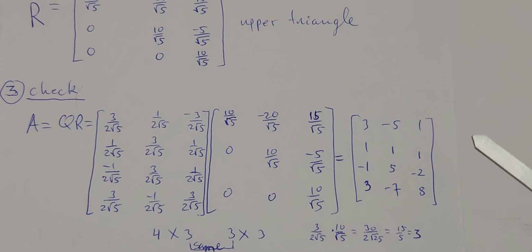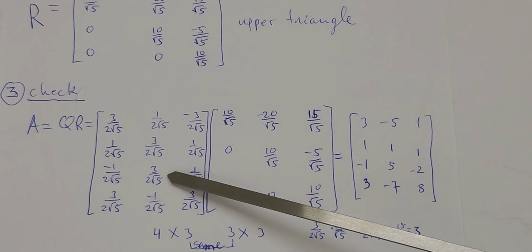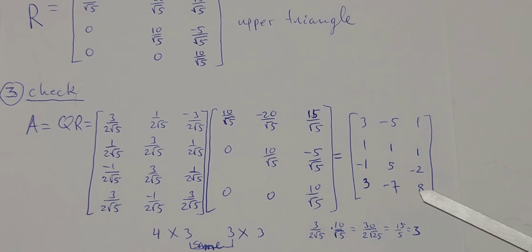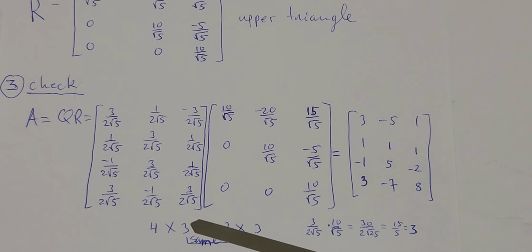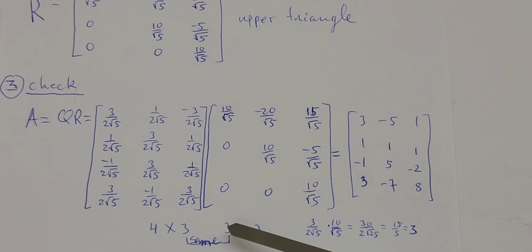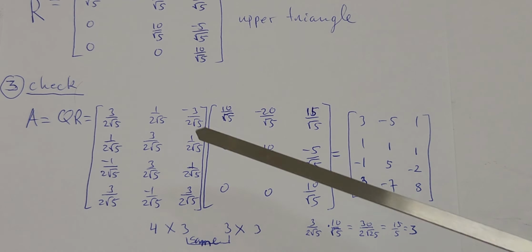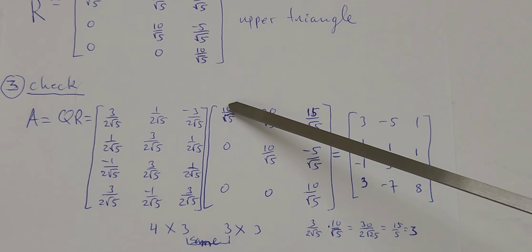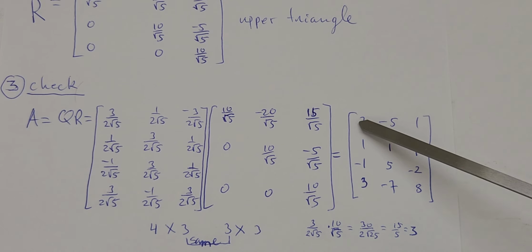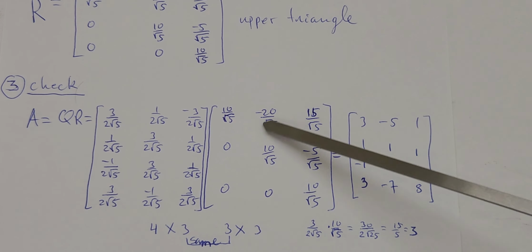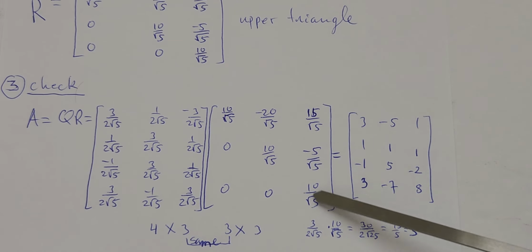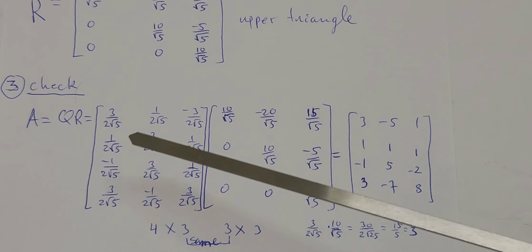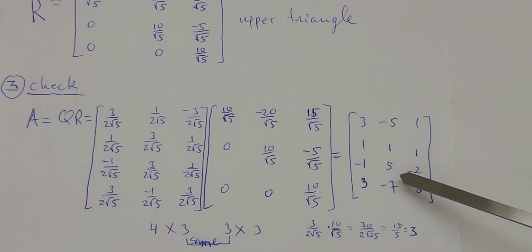So again, check if it's true or not. Here's my Q. Here's my R that I found from factorization. Again, when you multiply matrices, make sure that this number here and this number here are the same. Then you can multiply matrices. So row times column gives me back this 3. Row times this column gives me this -5. Row times the third column gives me this 1. Repeat that all the way through for every one of these entries.